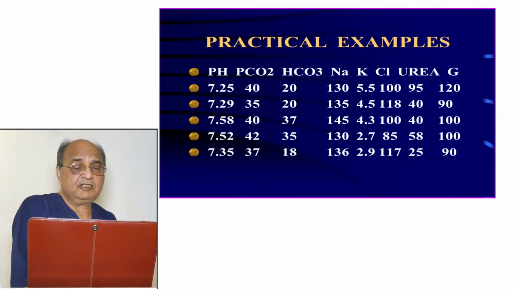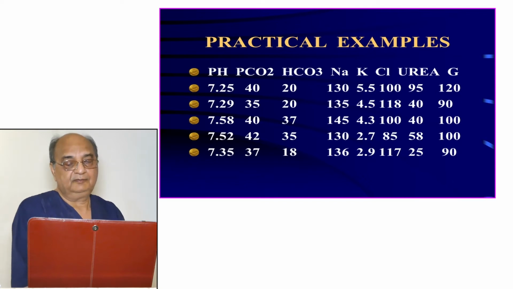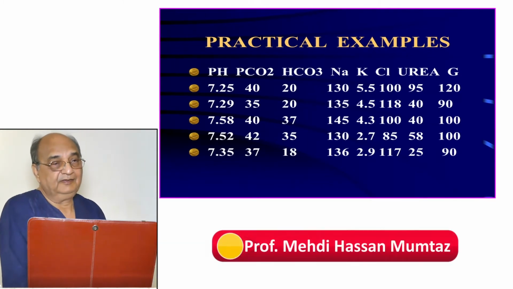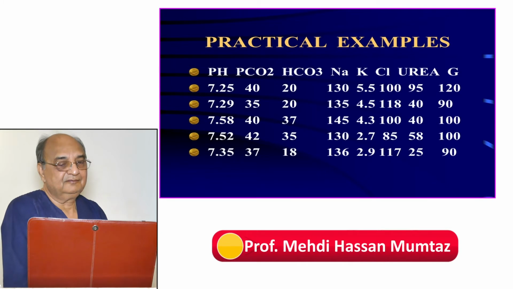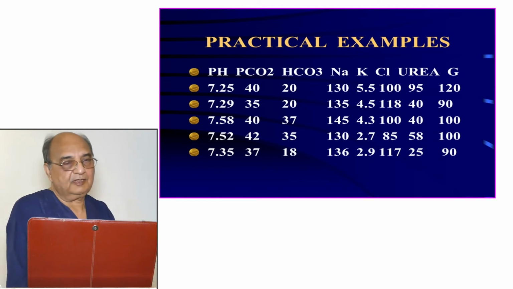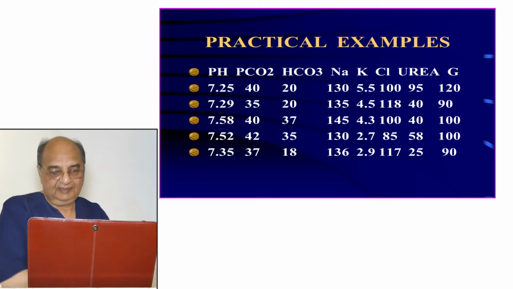Then the next one is pH 7.29, PCO2 is 35, bicarbonate 20, sodium 135, potassium 4.5, chloride 118, and urea is 40, glucose is 90. So you can practice these while sitting in your room, and you have got all of them in your handouts, and you can analyze them instead of me spending the time on it, right?